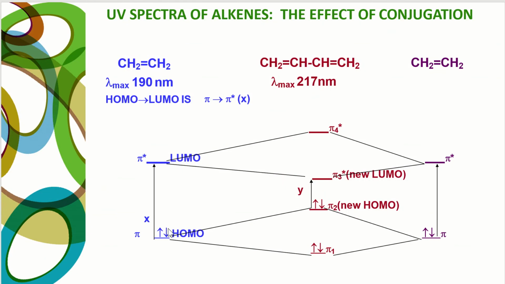Right? So for this molecule, it's color coded depending on the molecule that we're talking about. And so for the simple alkene, this is the change in energy between pi and pi star, which is X for this molecule. For the new molecule, we added basically another double bond, right? So a single then a double bond. So as a result of that, now we have a new HOMO and a new LUMO, so highest occupied molecular orbital, lowest unoccupied molecular orbital.